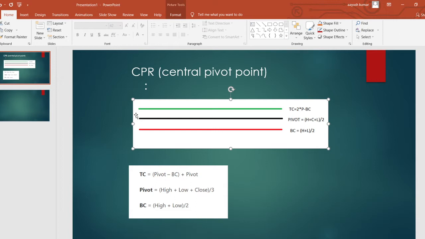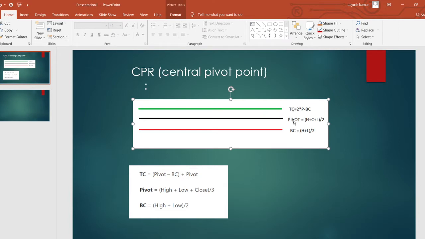Okay, so you would have heard about CPR. CPR is the Central Pivot Range. I will not go into the theoretical part of it. I will just tell you the things which should be told to you. I'm not going to tell you how it is calculated. Central pivot has three lines. The middle one is the pivot line, the upper one is TC, and the lower one is BC.